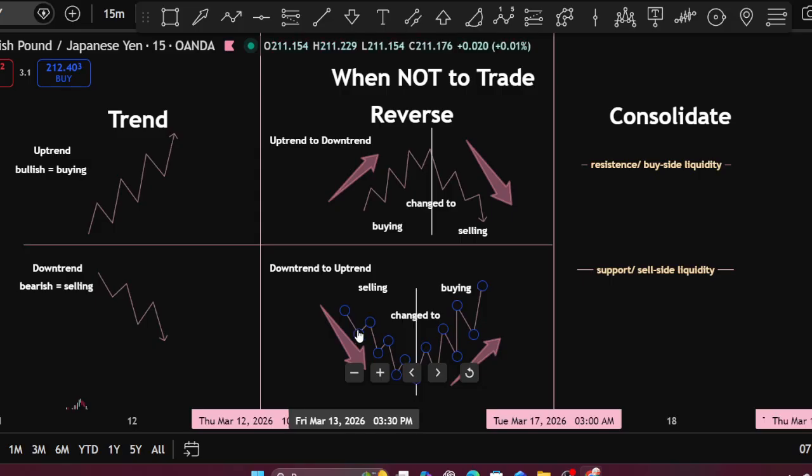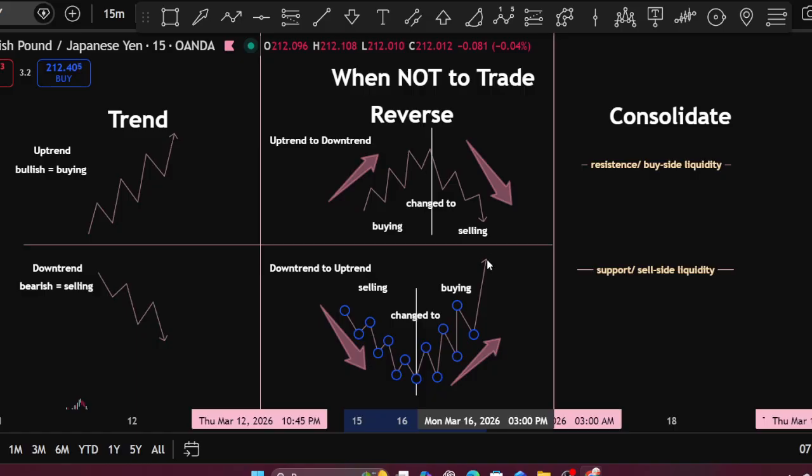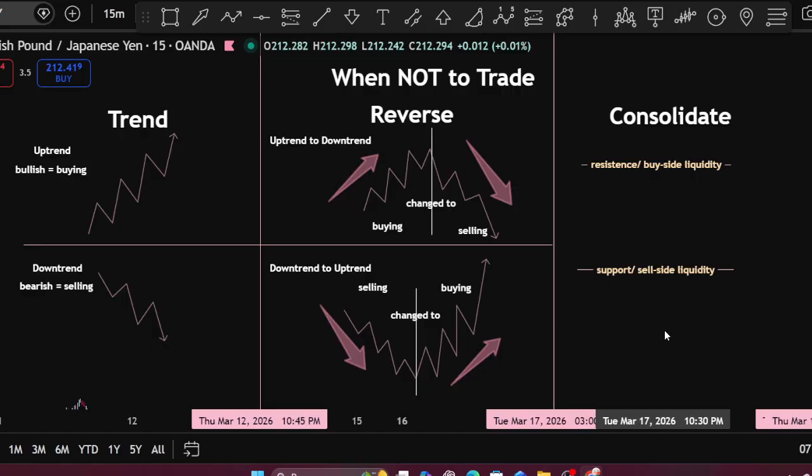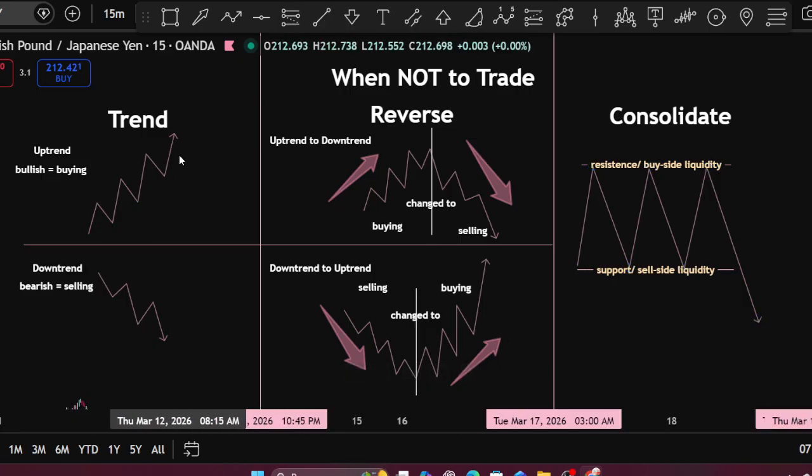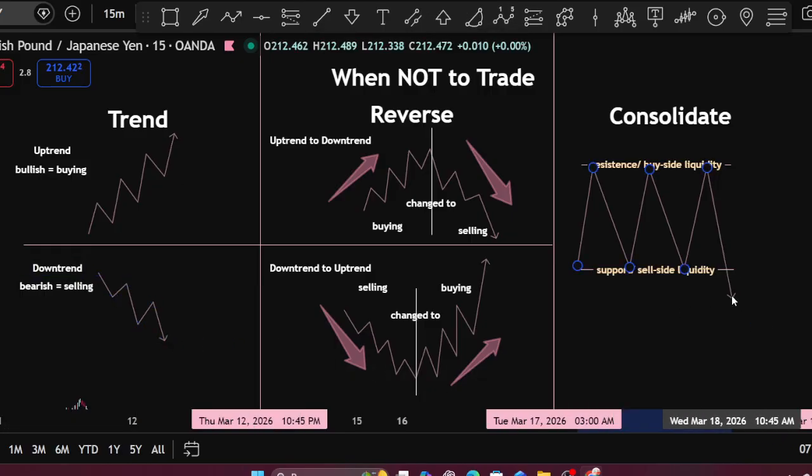Exactly. You can clearly see it was selling and then it changed to buying. I'll make that even higher. Okay, perfect. Now the consolidation, meaning that the market is just having trouble. It's just going back and forth between the sell side and the buy side liquidity until the moment it breaks out and it starts uptrending, or downtrending, and then the cycle repeats.